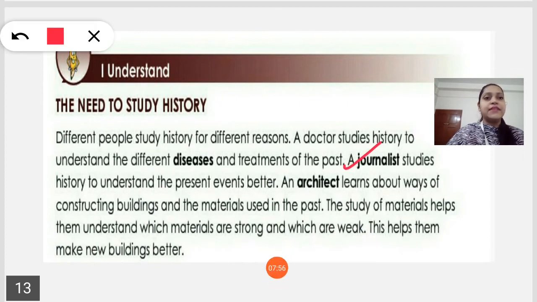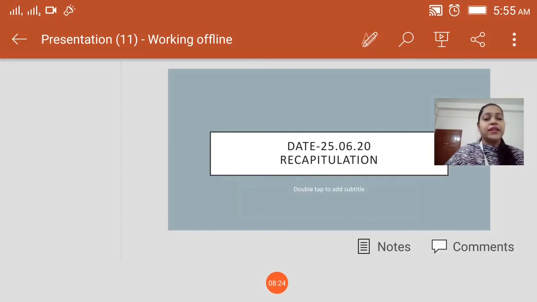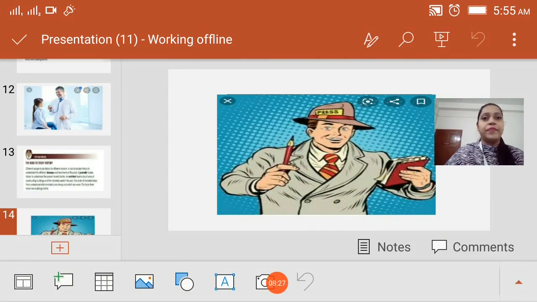Then we have children, the next is a journalist. Now who is a journalist? A journalist is a person who studies history to understand the present events better. We know a journalist is a person who writes in the newspaper, who collects the news. And why does he need to study history? To understand the present events better, in order to understand the events which are happening now in a better way. Here we can see a picture of a journalist.